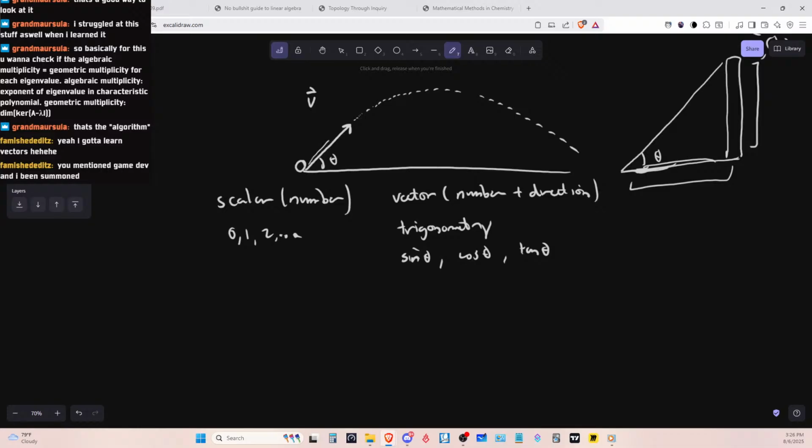Like if you kick a ball, it will just go into an arch like this. And the vector is basically, I don't want to say the speed, it's the velocity, because velocity and speed are different. Speed is just the number, the scalar, the value of the velocity, whilst the velocity itself is the speed and the direction.